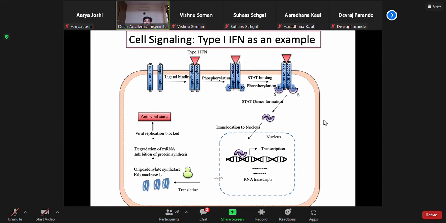That's one. Whatever virus has already entered, its nucleic acid will be degraded by the activity of this other set of molecules, like ribonucleases, right? And this is how it achieves an antiviral state, and the virus replication is blocked. Right, sir. Got it. Thank you.